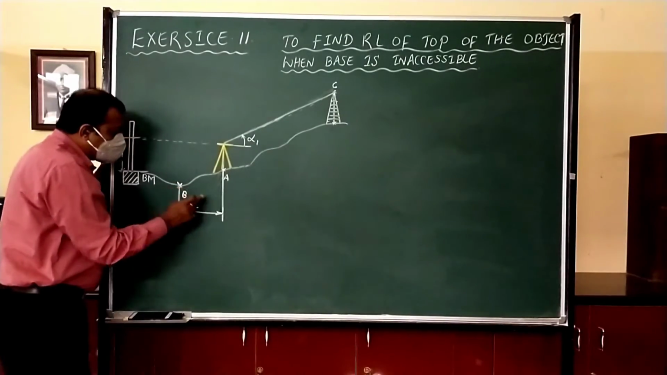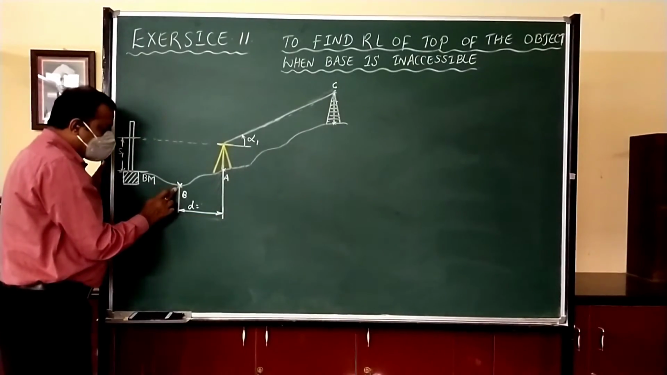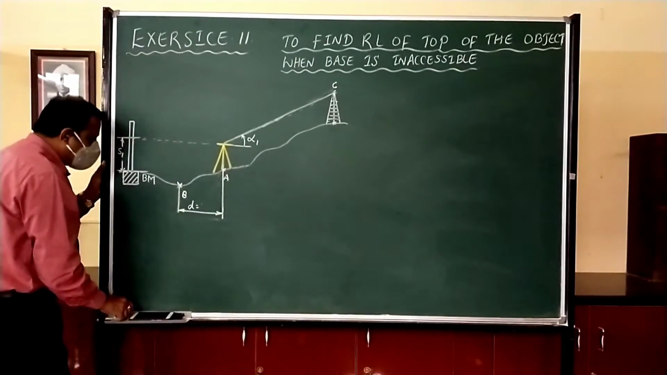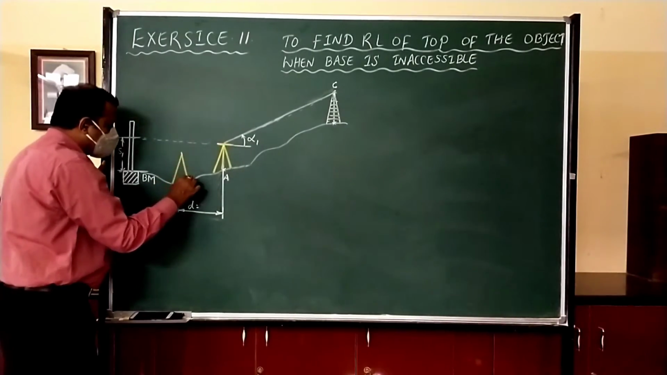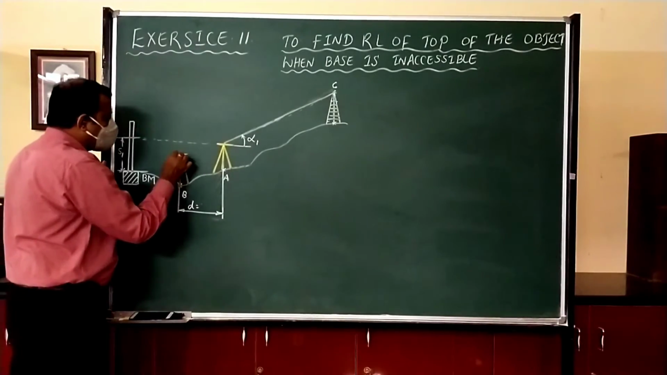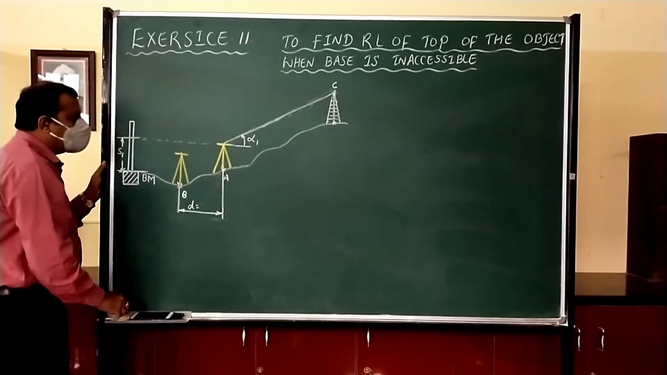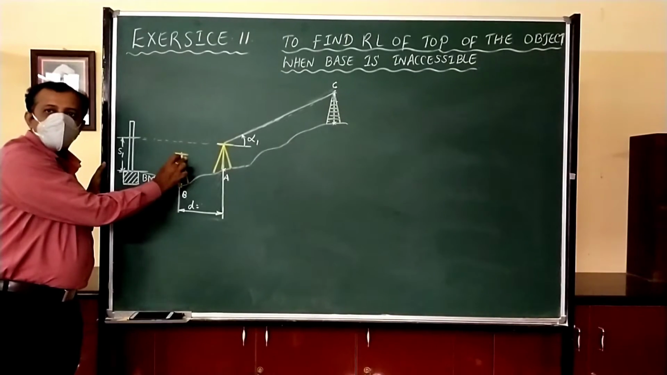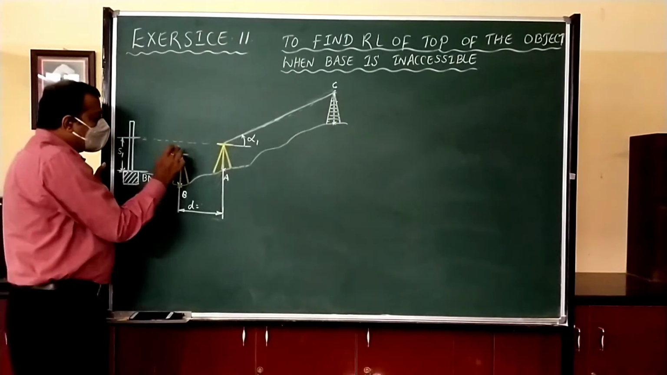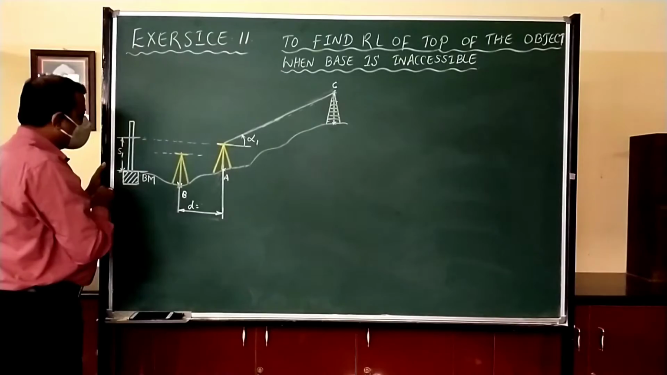So, select station B at a convenient distance D from A. After selecting station B, shift the theodolite over station B. Once again, make the vertical angle 0 degrees, 0 minutes, 0 seconds. Then the line of sight will be horizontal.